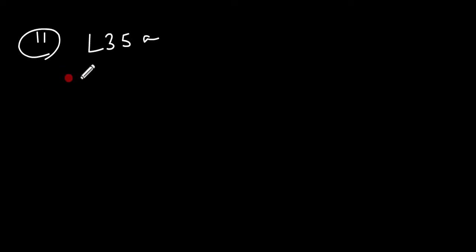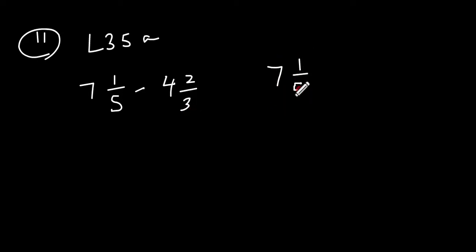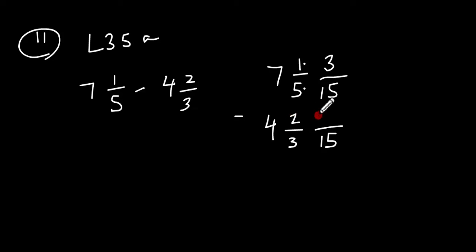Okay, we're going to subtract. It's 7 1/5 minus 4 2/3. So I'm going to line these up vertically. 7 1/5 minus 4 2/3. We're going to find our common denominator is 15. So 5 times 3 gives you 15. So we would take the 1 times 3. 3 times 5 gives you 15. So we would take the 2 times 5.